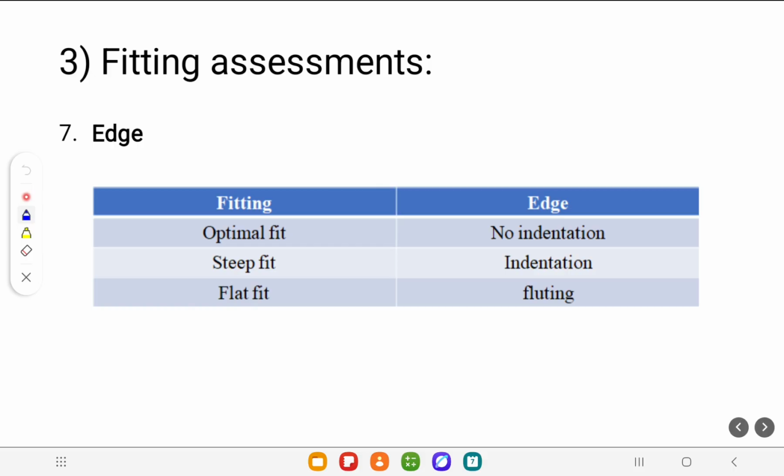For the edge, in an optimal fit there is no indentation, but in a stiff fit there is indentation. But you cannot see indentation in 2 minutes; it will take time to see indentation. So it's very, very important that you do the lower lid push-up test and distinguish whether it's stiff fitting or optimal fitting. Flat fit is easy peasy.